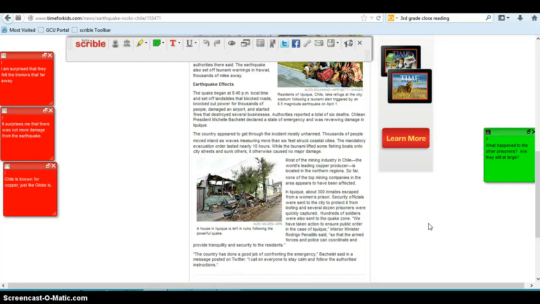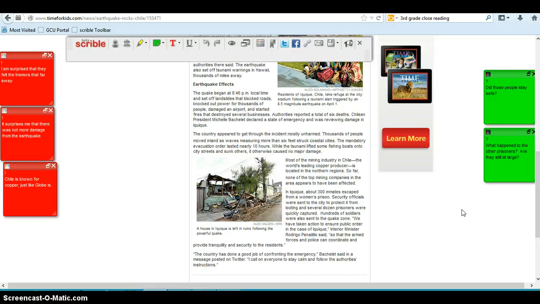What other questions do I have? Another question that I had was when it said thousands of people moved inland. Did those people stay safe? That is something I would go back and review and see if I could find that information.